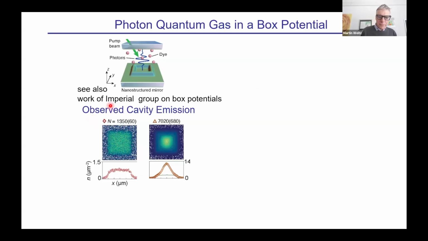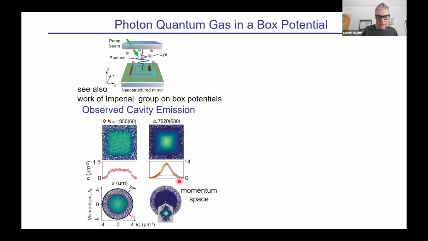There has been also work on box potentials by the Imperial group. So at low photon numbers, we essentially fill up this box potential with a thermal photon gas. If we go to higher photon numbers, we get a BEC-like state in the ground state. I mean, the ground state is basically a sine square. That's a very simple elementary quantum mechanics problem of a particle in a box.